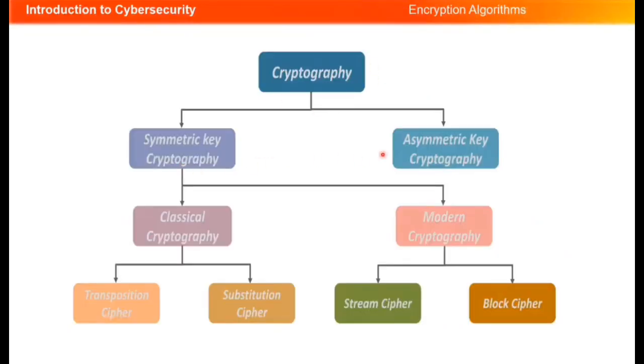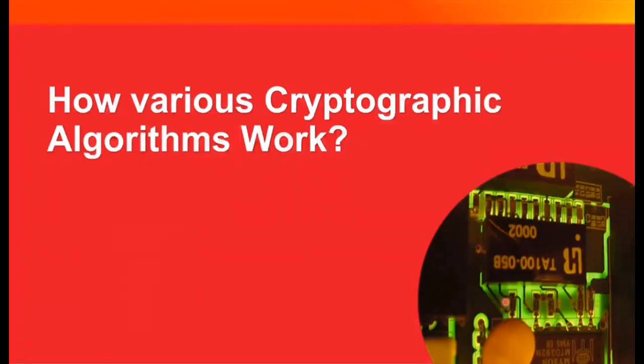So here is a brief hierarchy of cryptography. There is symmetric key cryptography, where the same key is used to encrypt as it is to decrypt. Asymmetric key cryptography involves two keys. Classical cryptography involves transposition ciphers and substitution ciphers, whereas modern cryptography involves stream ciphers and block ciphers. So, how various cryptographic algorithms work.